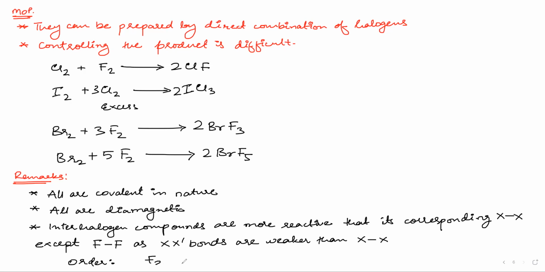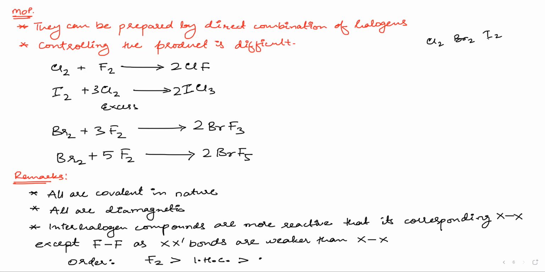So if you have to compare the order, the order of reactivity will be: fluorine is the most reactive, then you have interhalogen compounds, and after interhalogen compounds, what will you have? After inter-halogen compounds, which will be more reactive between Cl2, Br2 and I2? Cl2. No, I2. Why I2? Or why Cl2?